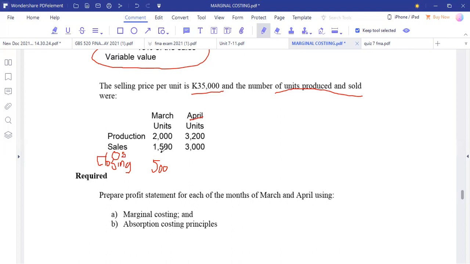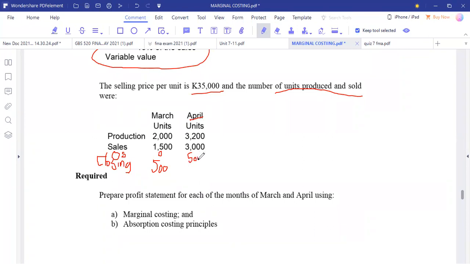For March, we assume the opening stock, which they haven't told us, was 0, and then we produced 2,000 units. Then we sold 1,500 units, so we can close with 500 units. Now, the closing stock for March will be the opening stock for April. So this will be opening stock with 500.